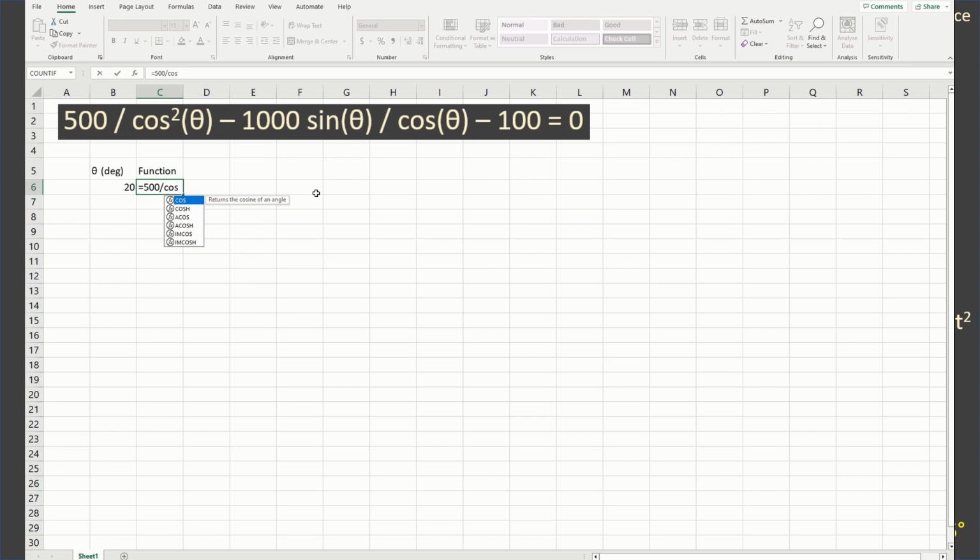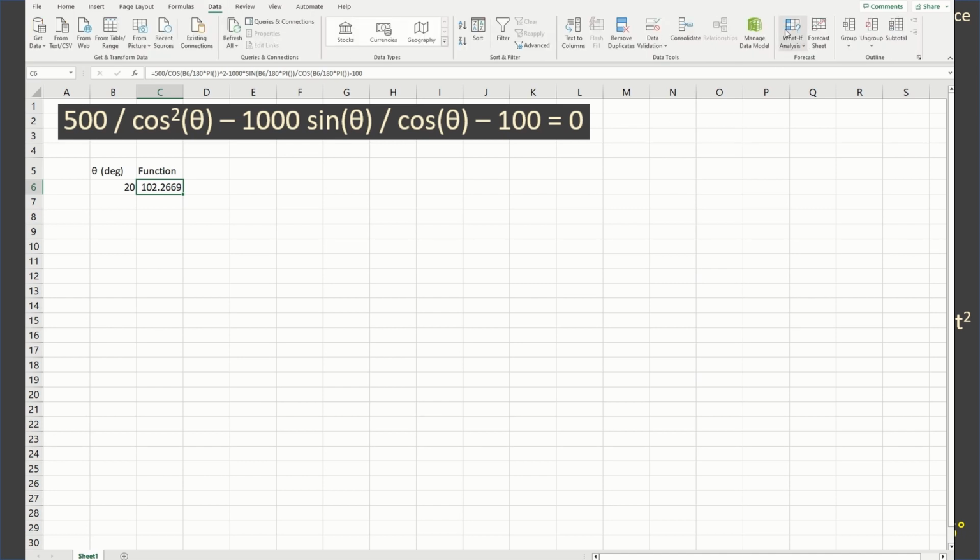180 degrees is pi in radians. We obtain a value for this function. We know if we have a certain angle theta such that this function becomes 0, that certain theta is a solution to our equation. This is where the Goal Seek Excel function can help. We go to Data, and you will then see a What-If Analysis button, under which there's a Goal Seek function. Click on it, a small window pops up.